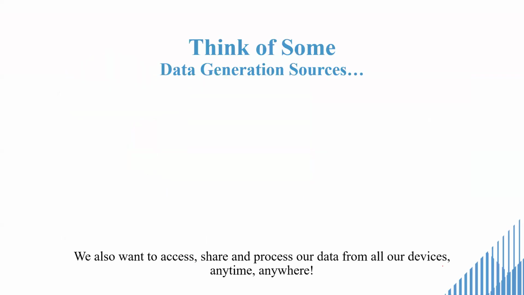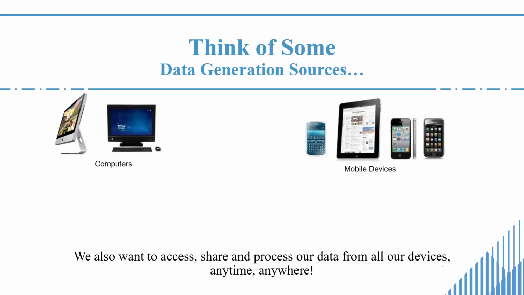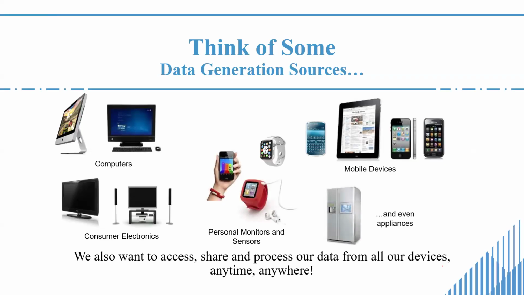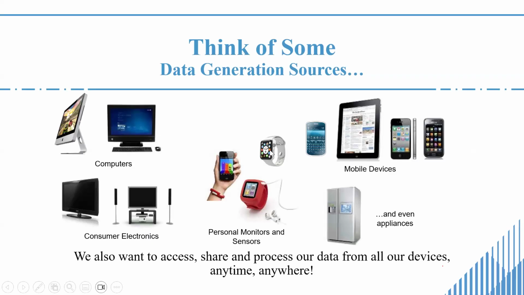Think of some data generation sources, as you already mentioned: laptops, computers, mobile devices, which are consumer electronics, personal monitors and sensors, and smartphones. People are using smartphones for health, like checking blood pressure, everything. All this collects data, which is sent to the companies to make new analyses. Also, the computers we are using. And the most dangerous one is the cell phone that we are using nowadays.